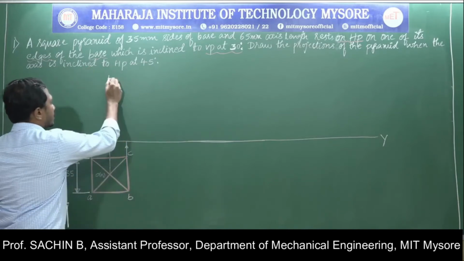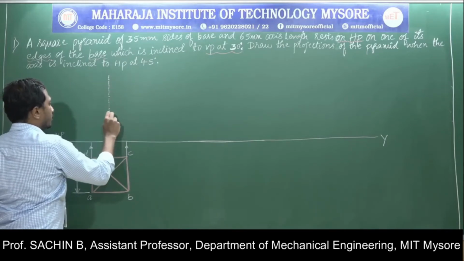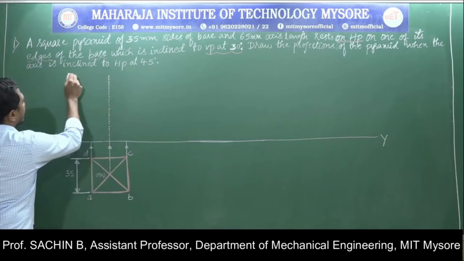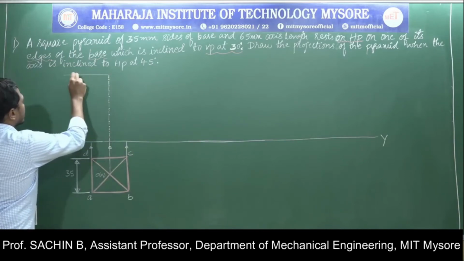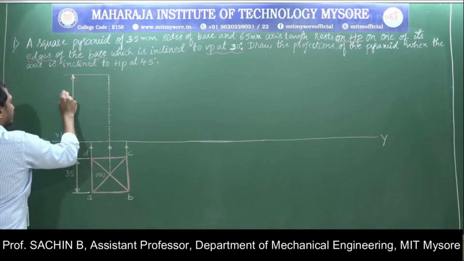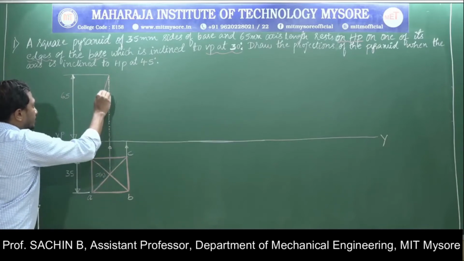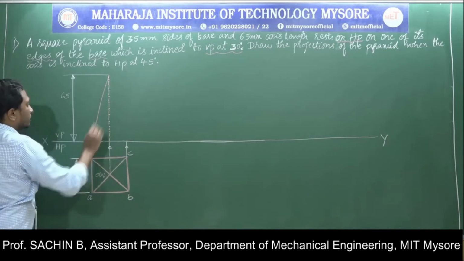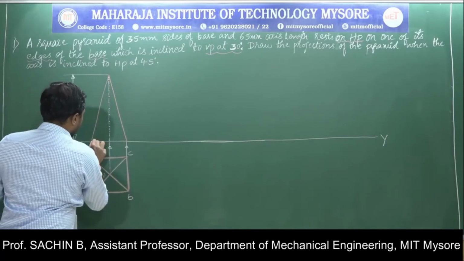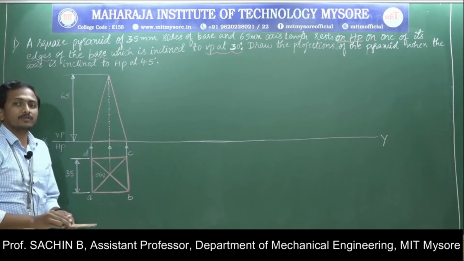This axis line should be a chain line, indicated with dashes and a point in between the line. Now it is of length 65 mm according to the question. Now from here I am going to draw the slant edges of that particular pyramid. Okay, this is the front view of the object.